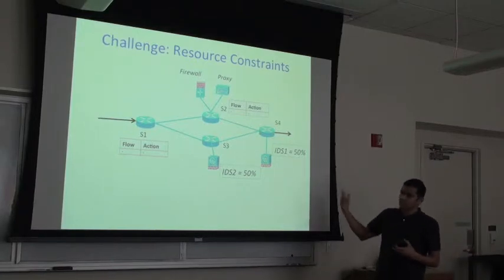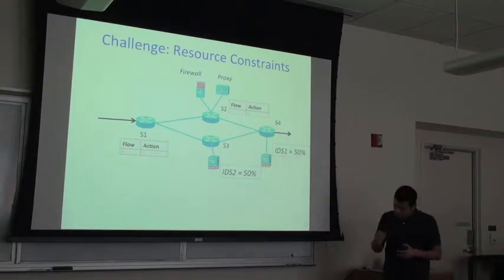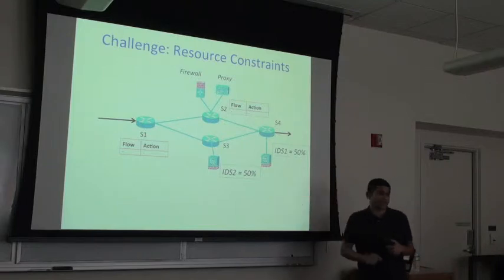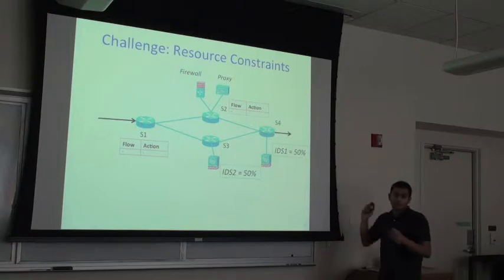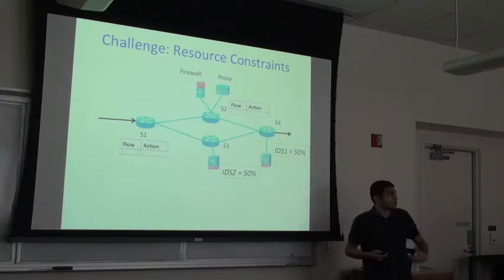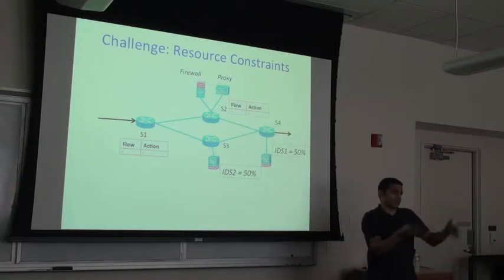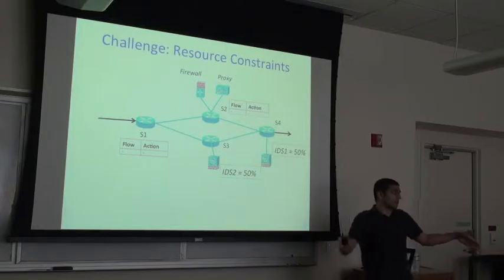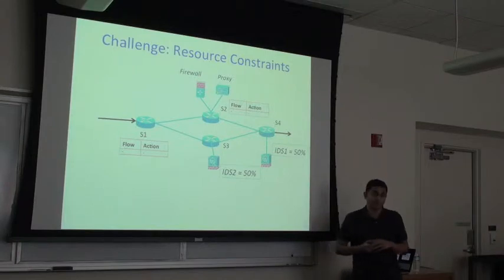A natural thing you want to do is balance the load across these different middlebox instances. In this network, we have two IDS instances, IDS1 and IDS2. What we want to do is split the load between these two boxes such that each one gets half the traffic. And here SDN and OpenFlow are nice, because they let you do an in-network load balancing solution. Otherwise, what people would do is have a separate load balancer box that would do the load balancing for them. So SDN is nice because it lets you do in-network load balancing.